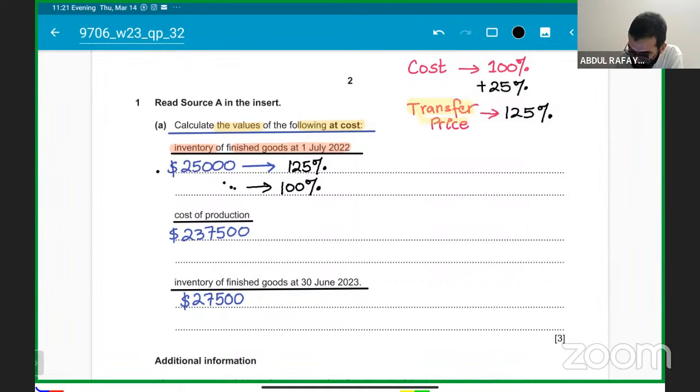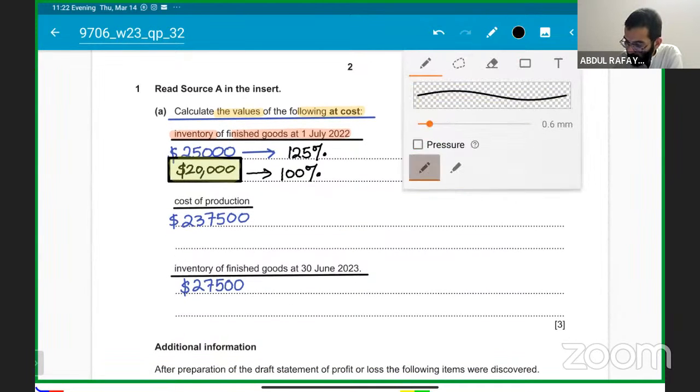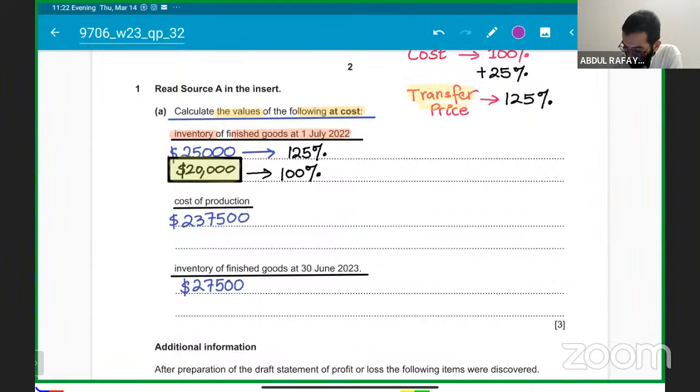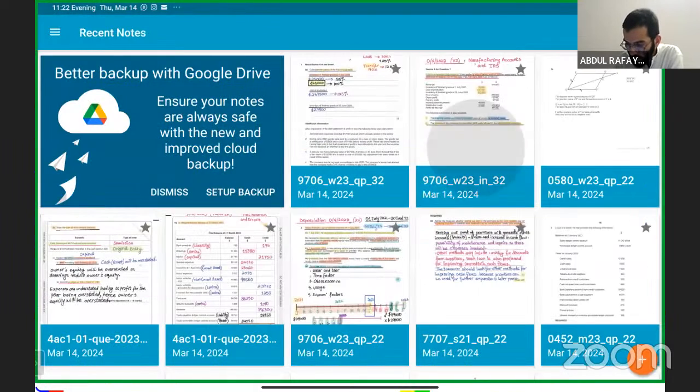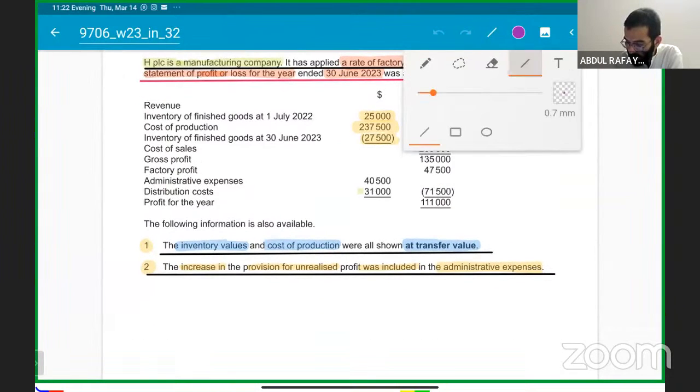Just mathematical concepts can be applied here. So 20,000 is the answer for 1 mark. 20,000 is the cost of the opening inventory, calculated from the transfer price. Inventory of finished goods at the start of the year, 20,000 at cost. Is everyone getting it? Similarly, you will have to do it for everything, it is all the same. This is 125% because this is a transfer price and they are mentioning it as well. Don't worry about it, students.